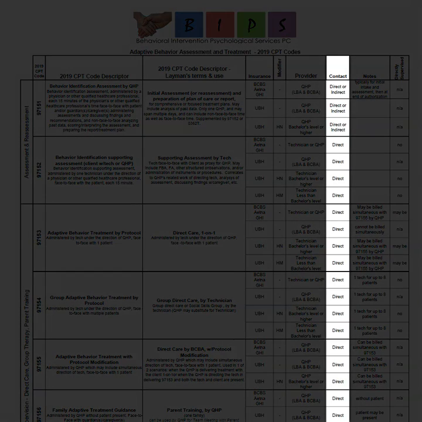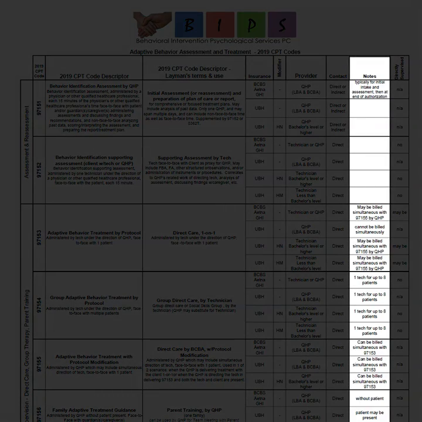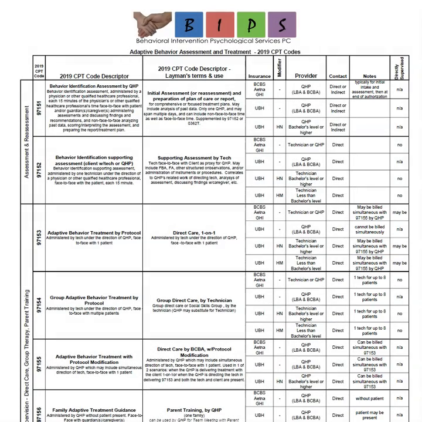Contact means whether it's direct or indirect contact time with the client, right? So you can see some areas say direct or indirect, and some say direct. There generally speaking is no indirect time with the 9 codes, the 2019 CPT codes. The notes column are just for additional information that could be useful in utilizing that code. And the directly supervised is again just to help you understand how that relates to when a supervisor and a therapist might be working at the same time with a client. So let's dig down into these codes.